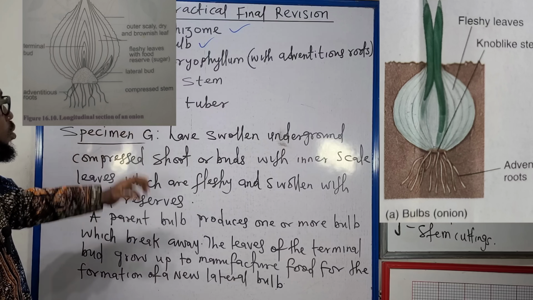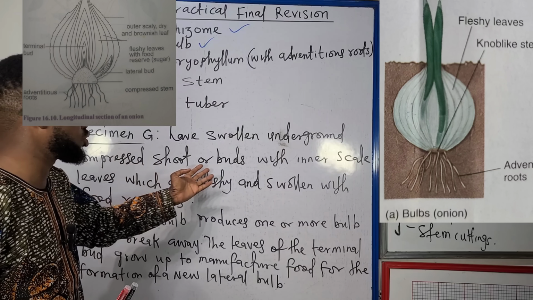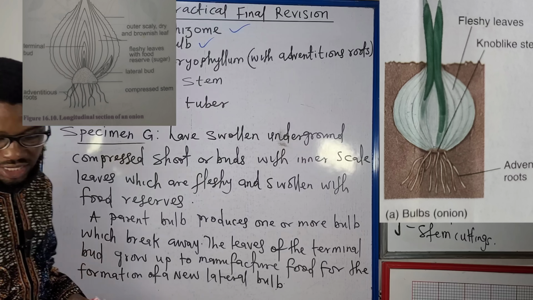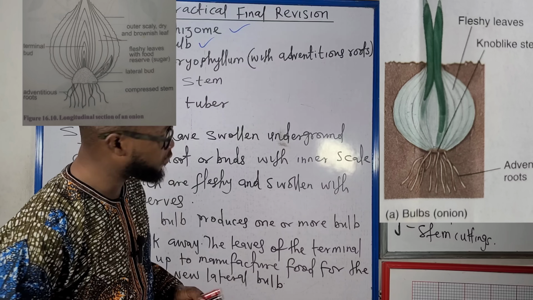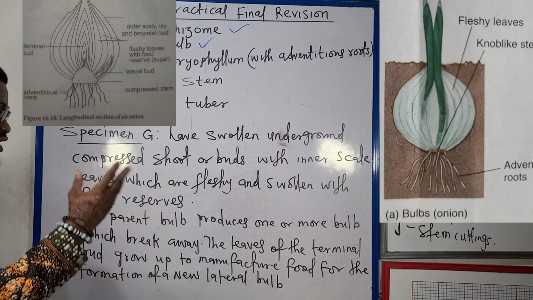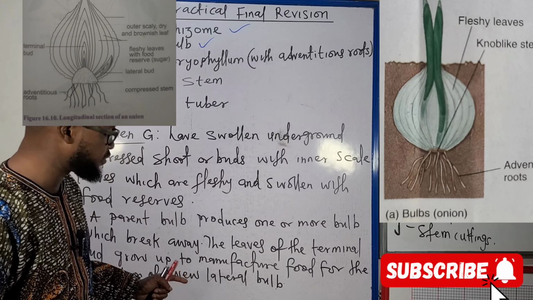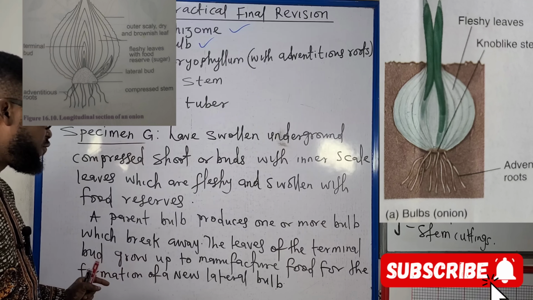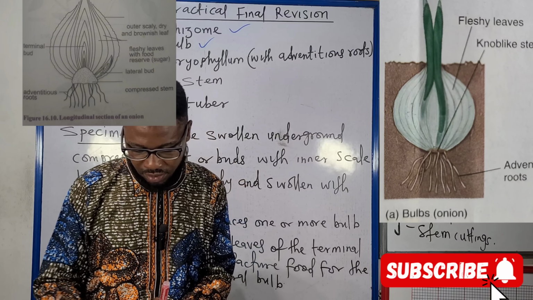Talking about specimen G, onion bulbs are swollen, compressed or knob-like shoots or buds with inner scale leaves, which are fleshy and swollen with food reserves. Now, a parent bulb produces one or more bulbs which break away. The leaves of the terminal bud grow up to manufacture food for the formation of a new lateral bud, by the side.